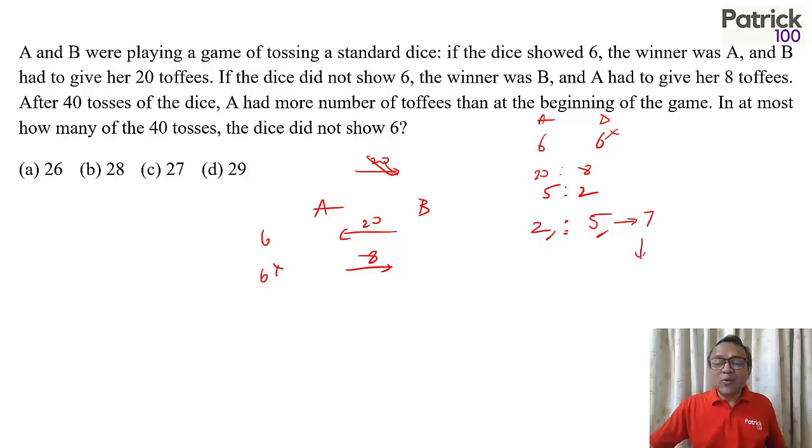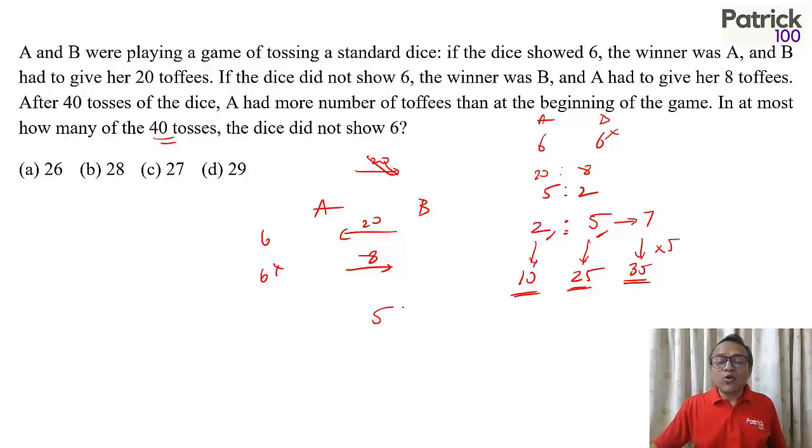Now from 7, if you want to make it 35, multiply by 5. Why 35? Because it is less than 40. So A will have to win 10 games and B will have to win 25 games. That means there have to be 10 sixes and 25 not-sixes, making 35.